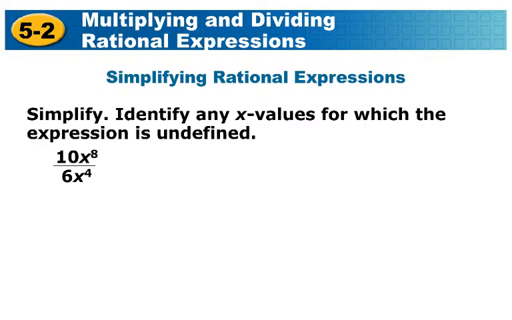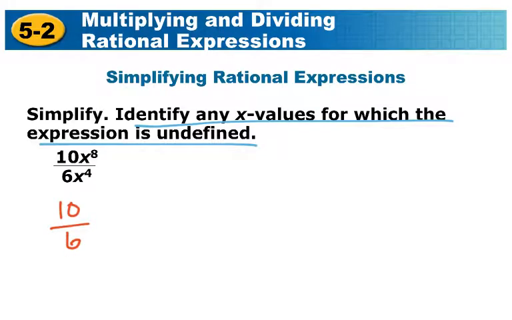So, first thing here, we're going to do simplifying rational expressions that are going to be monomials. So we've got monomials that we're simplifying. Then we'll go to polynomials. Identifying any x values for which the expression is undefined is an interesting moment, so we'll go over that as well. So taking a look at just the numbers here, we've got a 10 over 6.